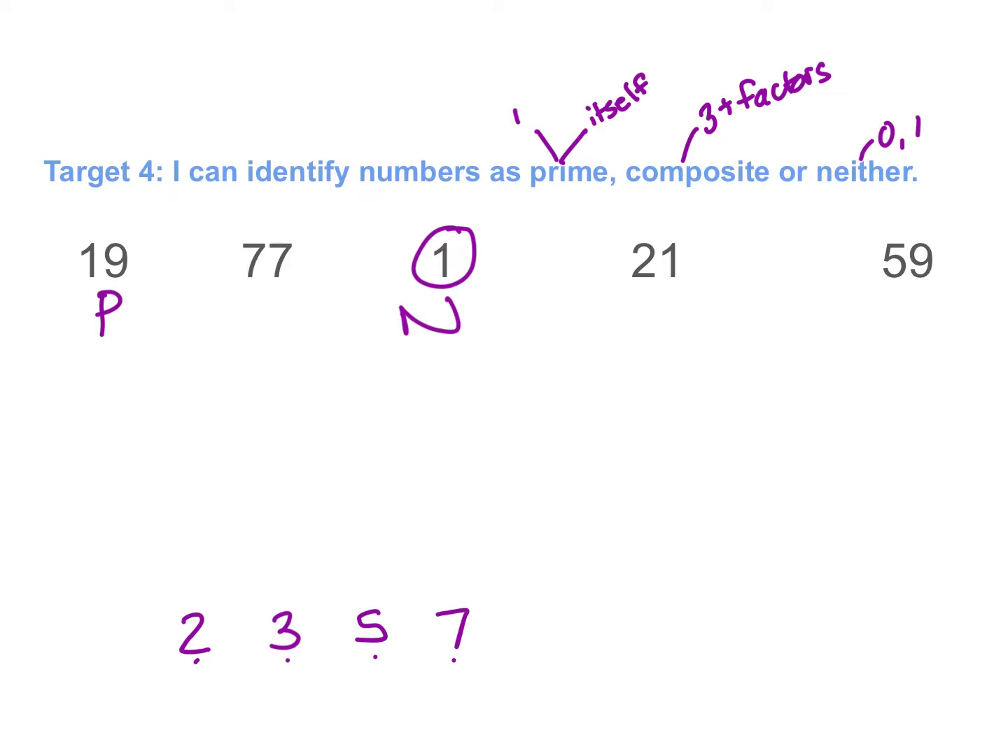Okay, 77. Can I divide it by 2? No, it's not an even number. 3? I don't think so. I could do the 3's test that I will be teaching you next unit on divisibility. The 3's test is if you add up the 2 digits. So if I add up 7 plus 7, I get 14. If 14 is divisible by 3, if I can divide that by 3, then 77 also can divide by 3.